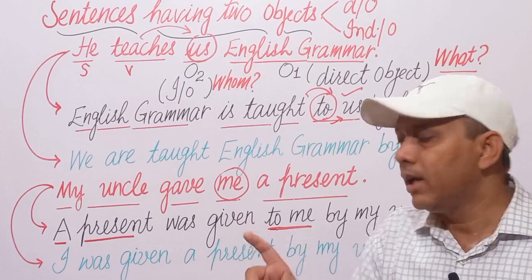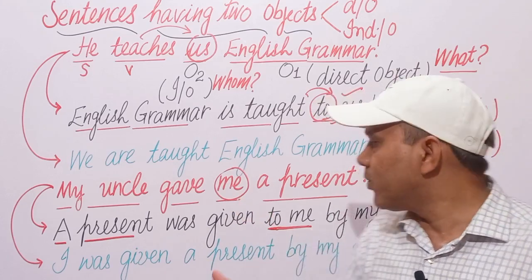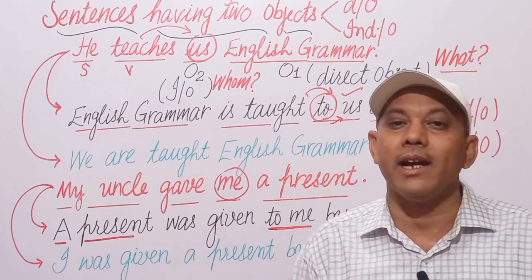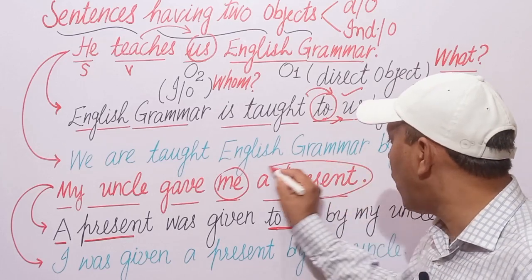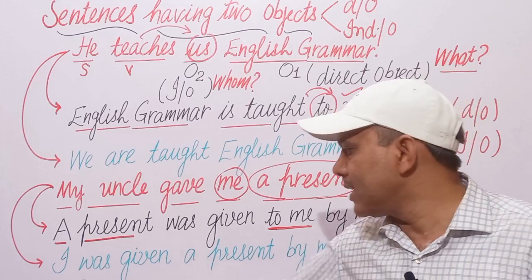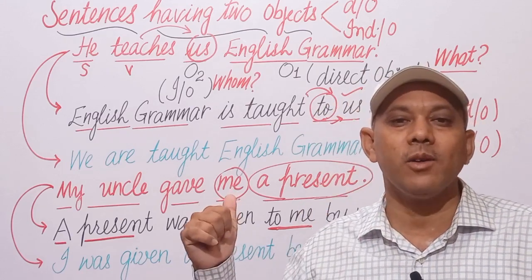To whom? Indirect object. And what was given, what was received, that is a present, which is a direct object. Here, if we start the passive form of this sentence with this direct object, a present, then we shall use to before the indirect object.